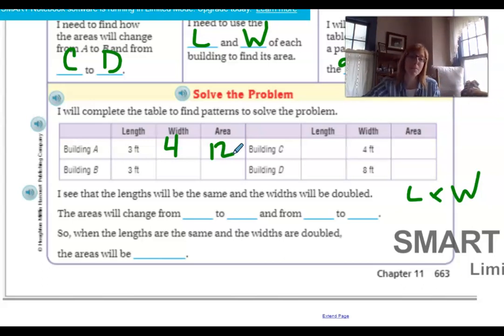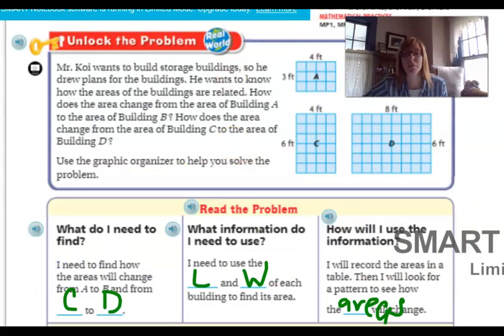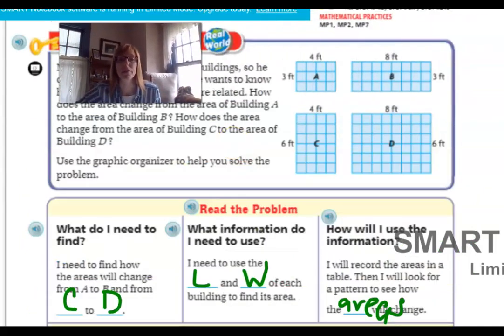Building B is still 3 feet wide. It's exactly the same. But if you look at it, and I'm just going to scroll up here and get my head over to the other side. If you look, you'll see that this is 3 feet and this is 3 feet. So the width does not change, but the length does. But it doesn't just change to some random number. It changes to a double of 4, which is 8.